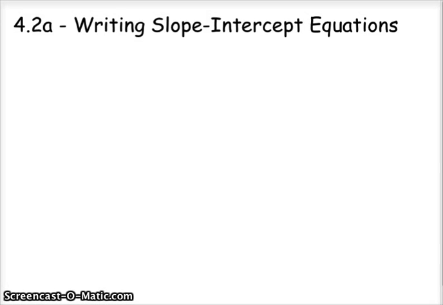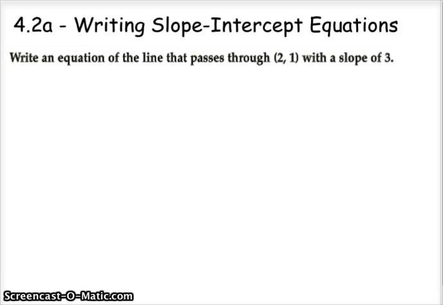For 4.2, we're going to look at how to write a slope-intercept equation. This time, though, we're not going to be given the slope and the intercept. We're going to have to find it. So in this case, it says write an equation of the line that passes through the point (2, 1) with a slope of 3. So we're given a point and a slope.